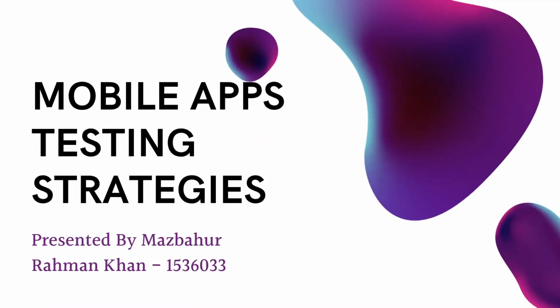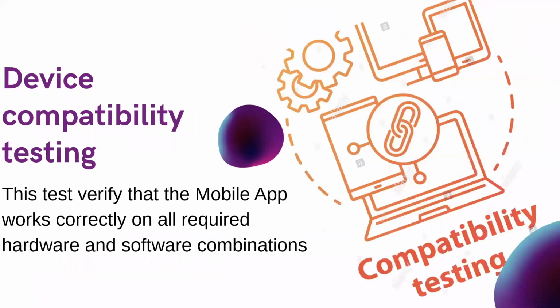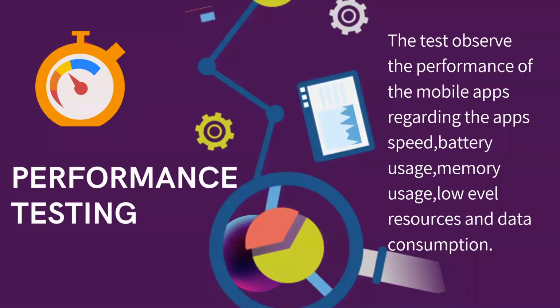Let's talk about mobile apps testing strategy. To ensure the usability, efficiency, and security of the mobile apps, some testing strategies are applied. Usability test: usability testing justifies whether by using this app, the users will achieve their goal or not. Device compatibility testing: mobile apps must be tested for compatibility with each mobile operating system such as iOS, Windows, and Android. There will be different versions of apps for each operating system.